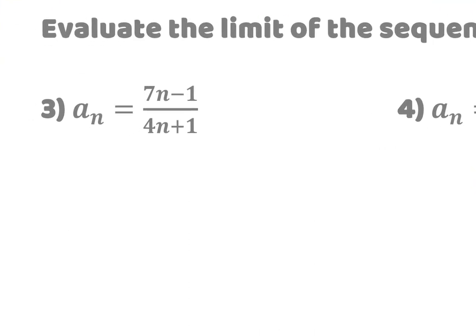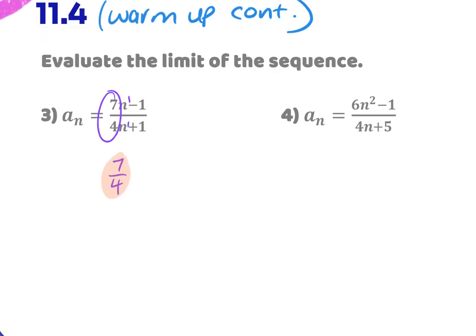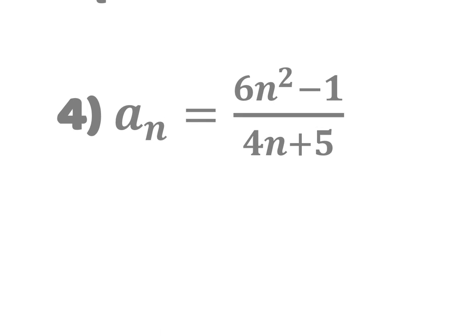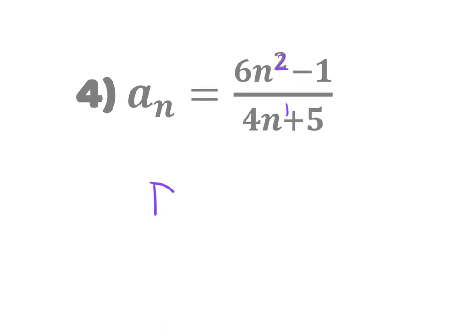So for 3, these are both raised to the first power. They are the same, so this is the leading coefficient, which is 7/4. And 4, what's true about the exponent in the top and the bottom? The one in the top is bigger than the one in the bottom, which means? Good.